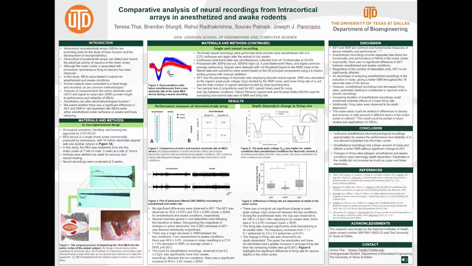My project is titled Comparative Analysis of Neural Recordings from Intracortical Arrays in Anesthetized and Awake Rodents. So intracortical microelectrode arrays, or MEAs, are promising tools for the study of brain function and development of neuroprosthetics. These MEAs are able to detect and record the electrical signals generated by the motor cortex.